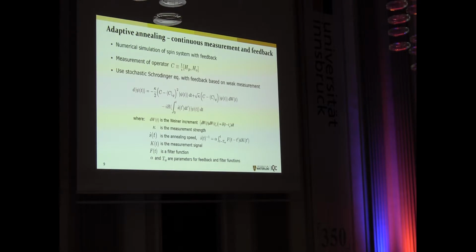This equation is stochastic because the measurement results are random, so the randomness goes in through this dW quantity over here. The feedback is done by changing the annealing speed, as shown here. So the annealing speed is proportional to the instantaneous value of the curvature with the running time average.